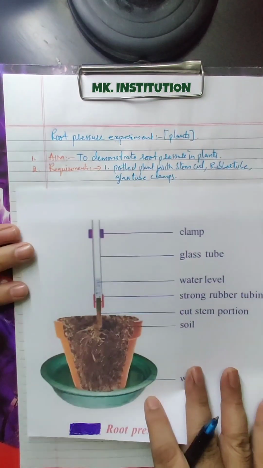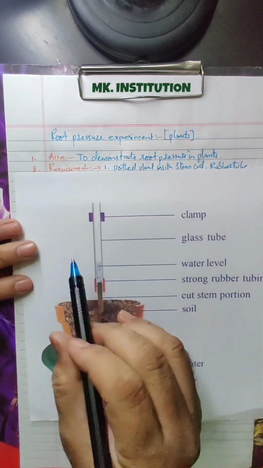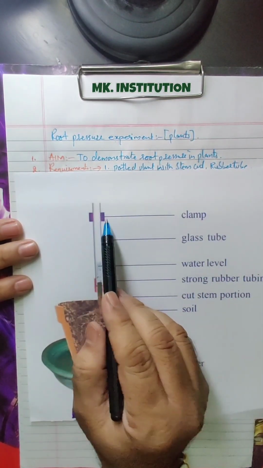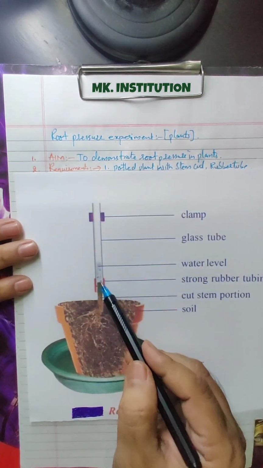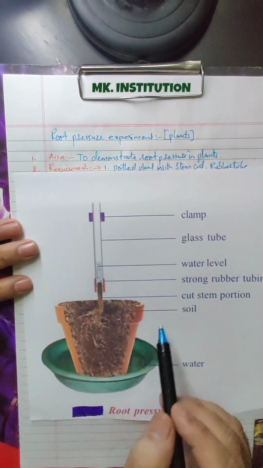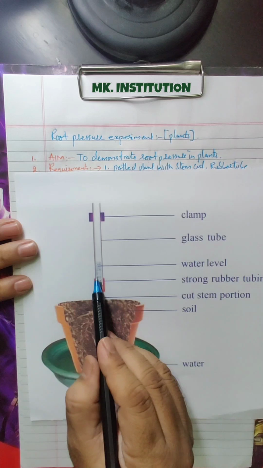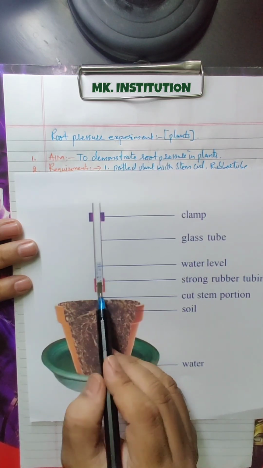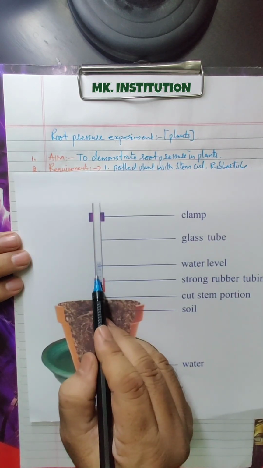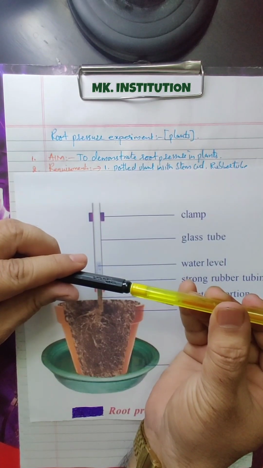Check this one. This apparatus is to demonstrate the root pressure. These are all the requirements. Clamps, these are called clamps. This is the glass tube, and inside here this is the water level. And this red one is the water tubing. The glass tube and the stem size should be equal. In the diagram they have shown different, but the stem size and your glass tube size should be the same size.